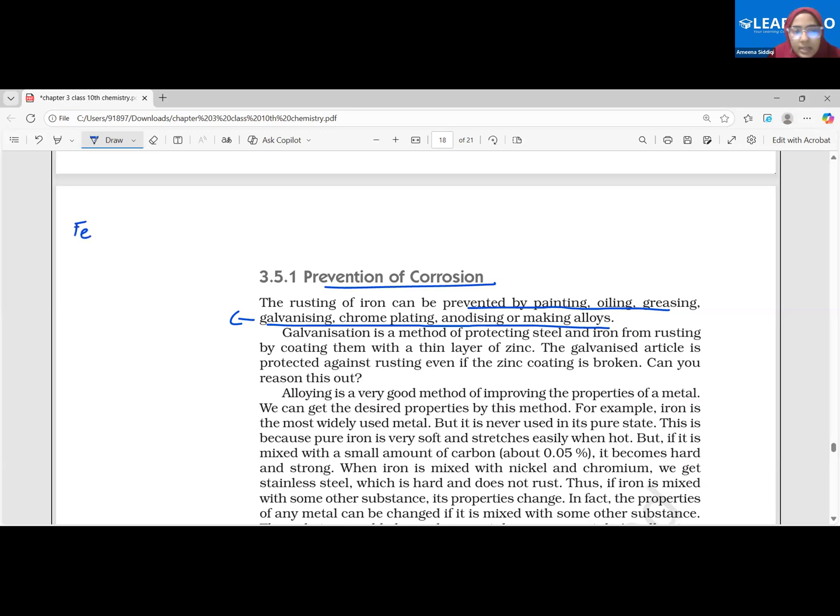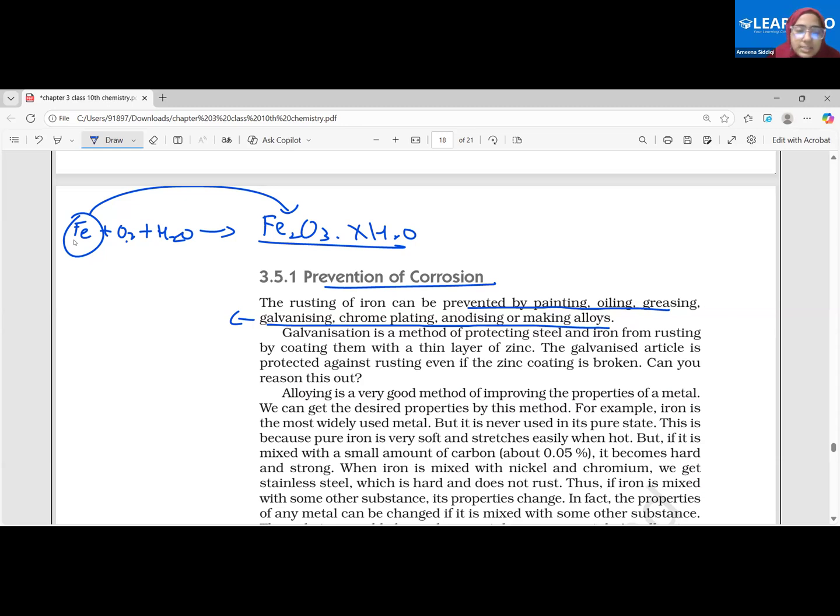See, we have iron. If we have oxygen plus water, obviously oxygen will attack iron and it will get oxidized. Rusting is nothing but the oxidation of iron. Corrosion is nothing but the oxidation of metal. So see now what happens. This iron gets rusted, that means it gets oxidized, it gets corroded.